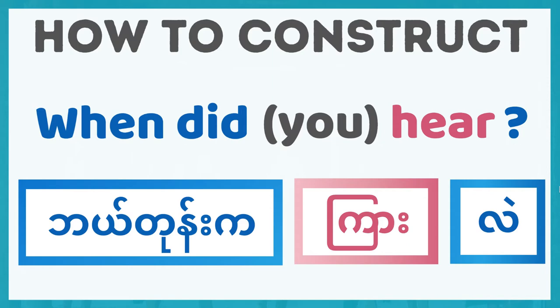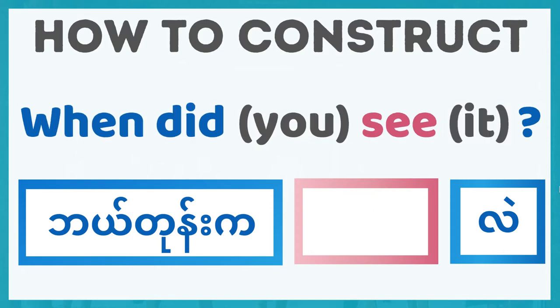So using our formula, how would we ask this question? When did you hear? The news, for example. Berongga ja le. Berongga jale. Fantastic. This time, if we use the same formula, how could you ask, when did you see it? Do you know the Myanmar verb to see? Yes, it's mien. So how would we ask the whole question, when did you see it? Berongga mien le.